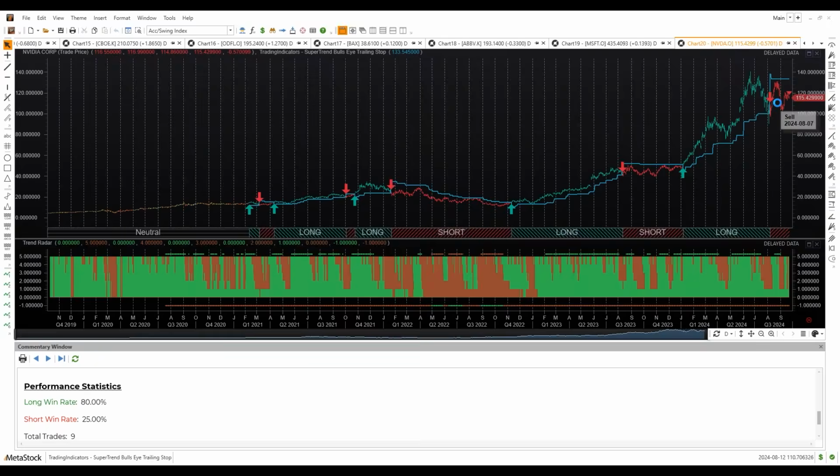We did have a short signal about a month ago or so, but with win rates so biased to the long side, I'll be very careful to take any short trade. These statistics are showing you that short trades for NVIDIA have not worked out that great in the past. So if you get a new buy signal here, that could be a great and stellar opportunity potentially to go long NVIDIA.